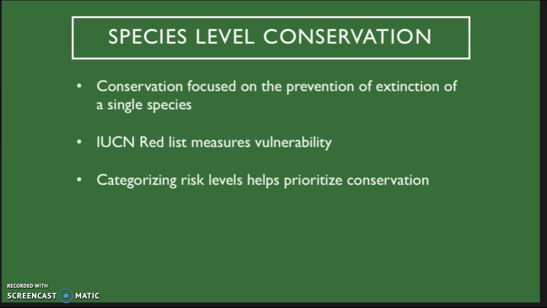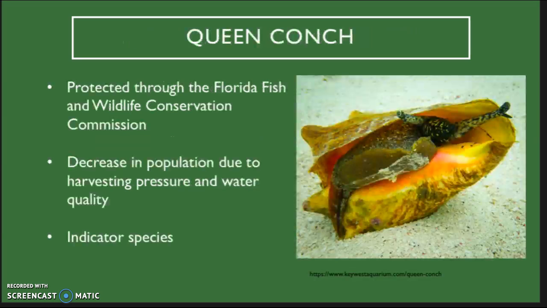And by evaluating each species this way, we're able to see what species are at greater risk and prioritize conservation of those species. An example of species-level conservation in the Florida Keys is with the queen conch. The IUCN does not have enough data to classify the protected status of the species, but it does recognize a decrease in population size over time.